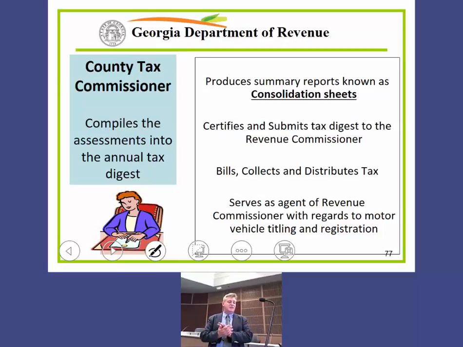As tax receivers, the county tax commissioners submit the annual tax digest to the Department of Revenue that's constructed by the Board of Assessors. And the county tax commissioner also serves as an agent of the revenue commissioner by accepting the annual registration fee and also accepting title applications on motor vehicles.